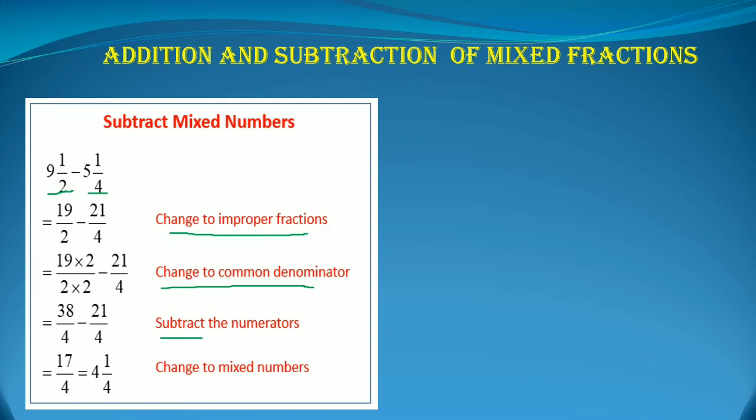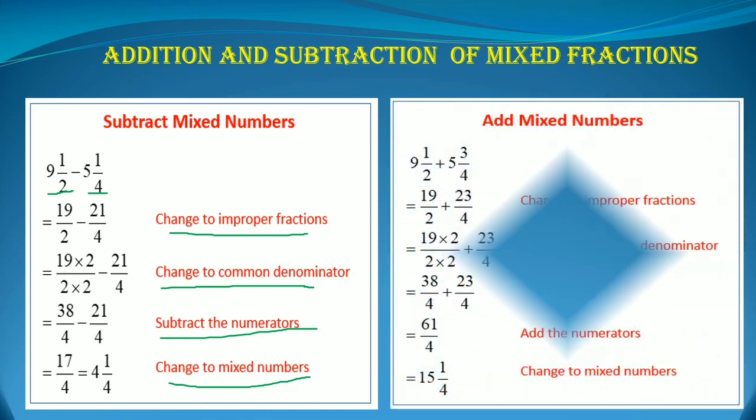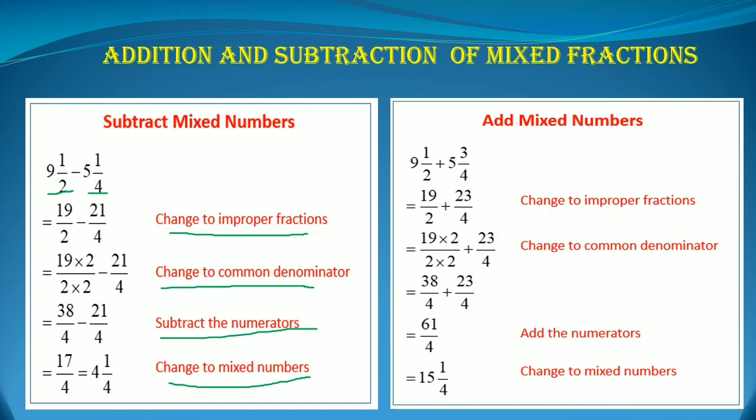Then subtract the numerators and then change to mixed numbers. Okay. Now here is another example of addition. 9 and 1 by 2 plus 5 and 3 by 4. Similarly, change to improper fractions first of all, change to common denominator, add the numerators, then change to mixed numbers. Got it?